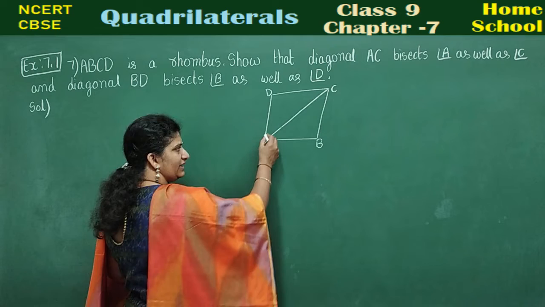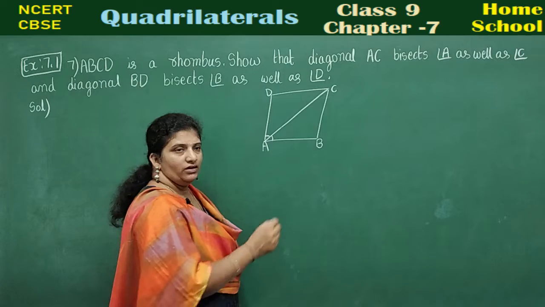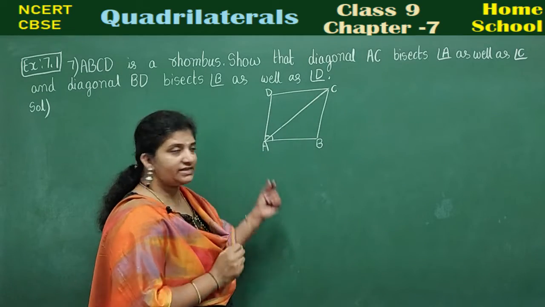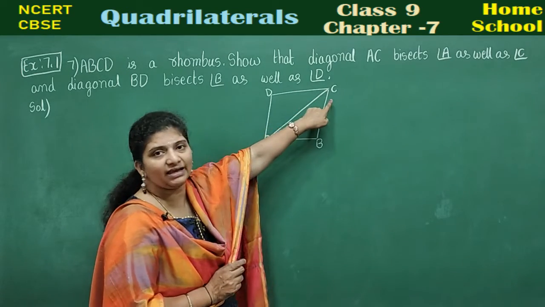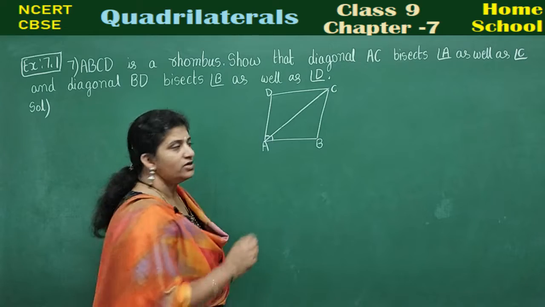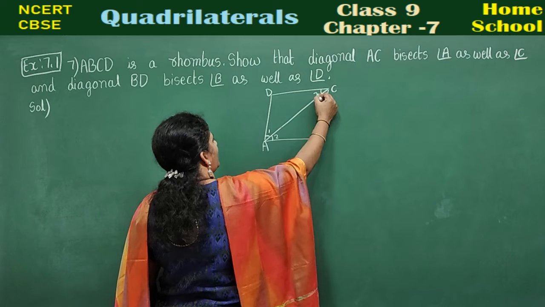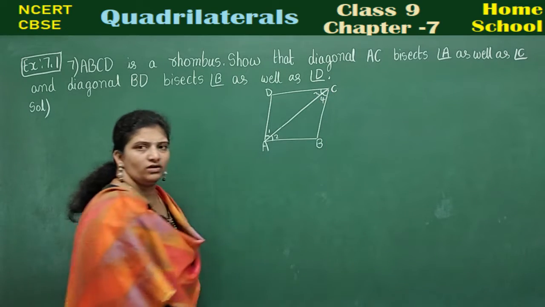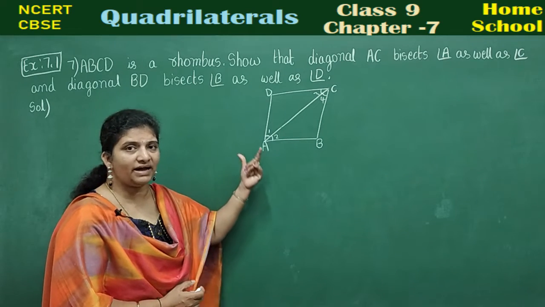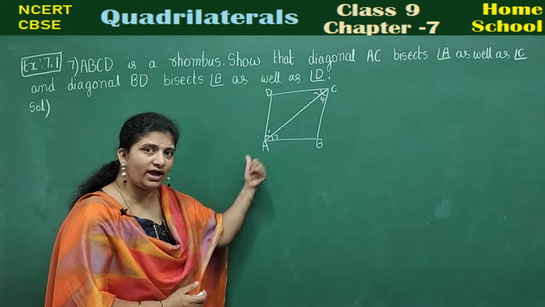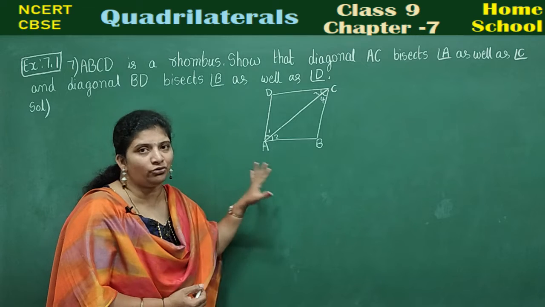What do you mean by bisecting? This angle is equal to this angle. AC is a diagonal, it is bisecting angle A means this angle is equal to this angle. Bisecting angle C means this angle equal to this angle. So let me mark the number for angle 1, 2, 3, 4. Okay, 1, 2, 3, 4 are the angles. AC is a diagonal, bisecting angle A means angle 1 is equal to angle 2. Bisects angle C means angle 3 is equal to angle 4. We need to prove this.